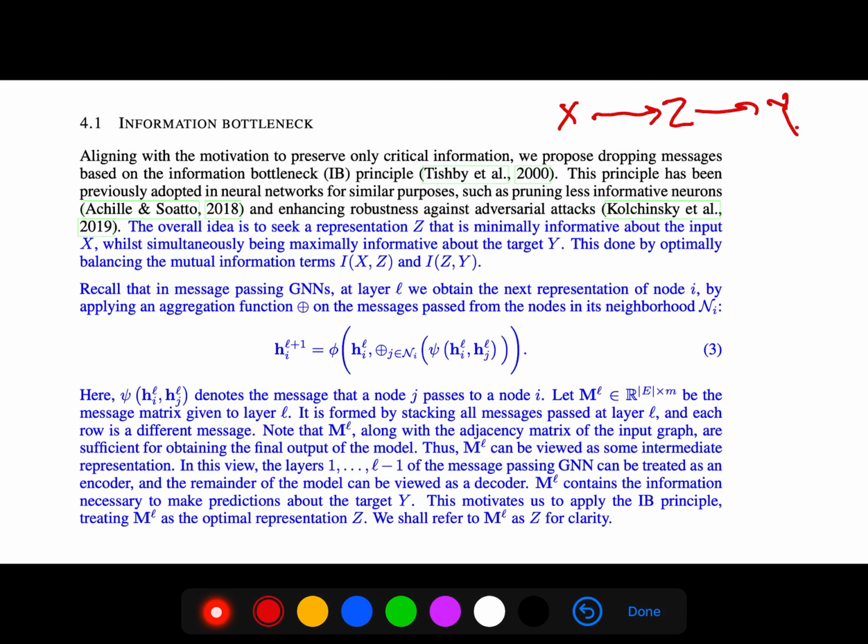So recall that in message passing, a layer L can be updated like this. We call this psi the aggregation, we call this phi the update. And with different psi and phi, you have different methods for graph neural networks. Of course, all of them are very local. They suffer from oversquashing and all of these things. But the idea of this paper is very interesting, that they just balance mutual information between X and Z and Y.